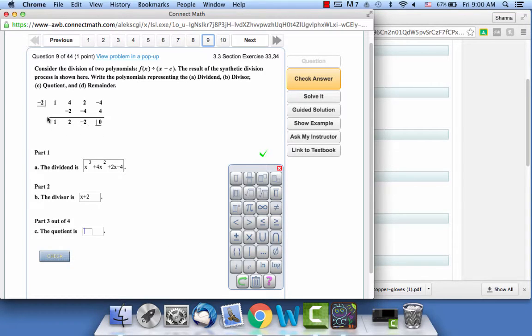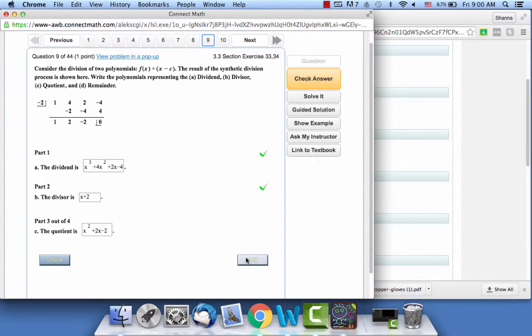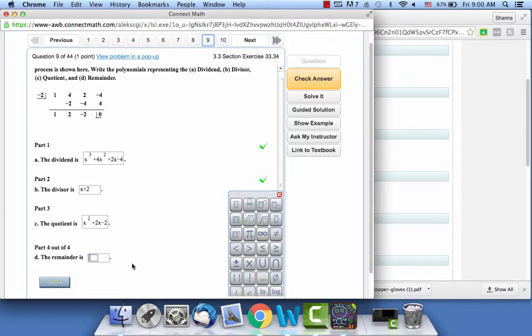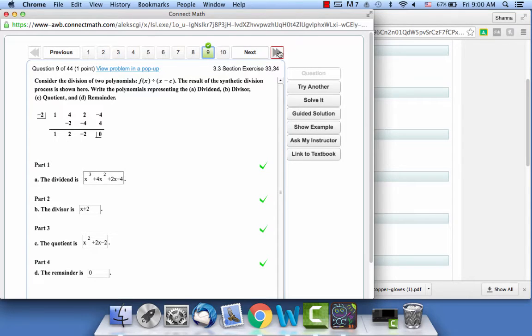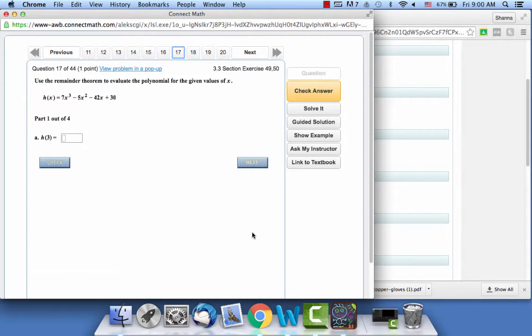The quotient is this part down here that's left, so x squared this time because I have 3 pieces. And the remainder is 0. The remainder is in this box here. So now we want to use the remainder theorem to evaluate this for, I guess, 4 different values.